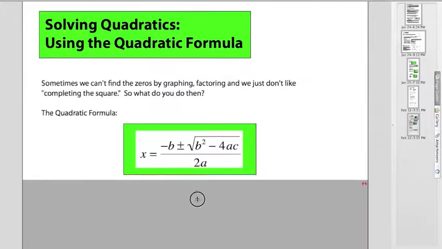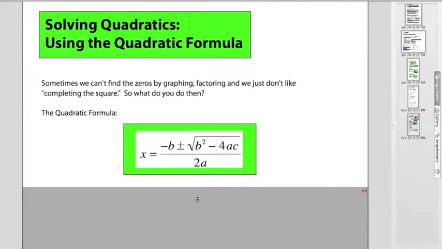The quadratic formula is probably one of the most famous ones, up there with the Pythagorean theorem. Some of you learned this using a song. I will not be singing that in this video. You'll have to go find some other teacher to teach you that.